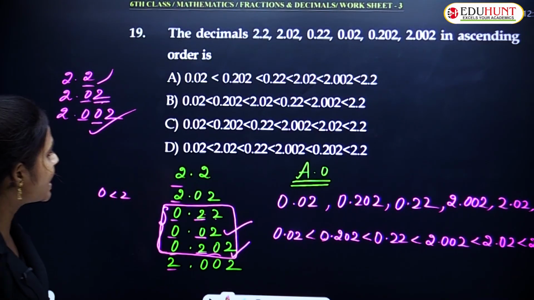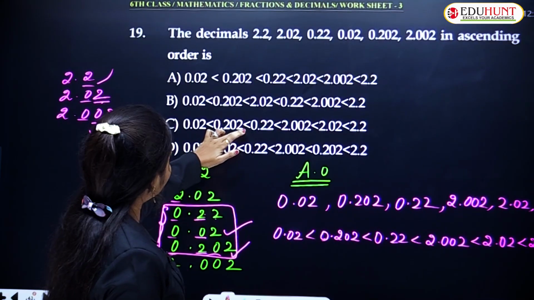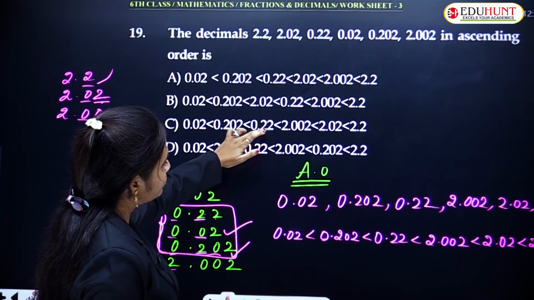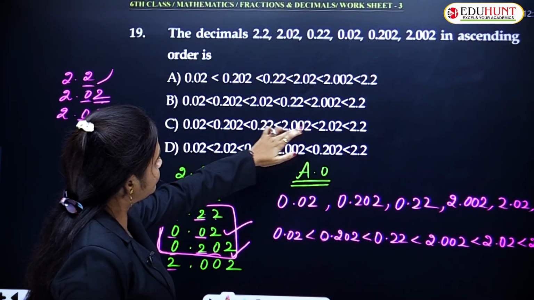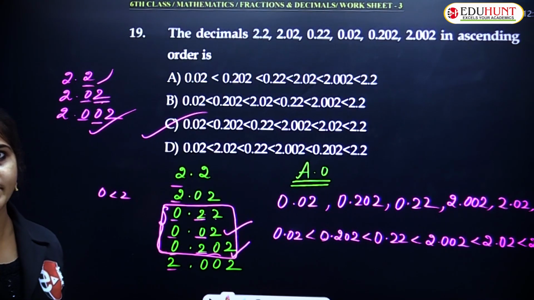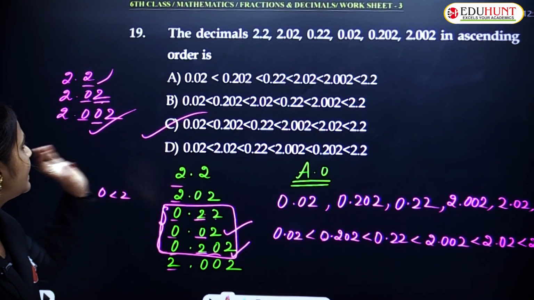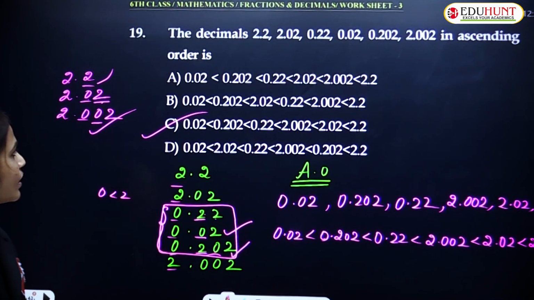Okay, which option is satisfying that? 0.02, 0.202, 0.22, 2.002, 2.02, 2.2. Finally, option C is satisfying here. Okay, so which option is satisfying here? Option C is satisfying. Okay, next.